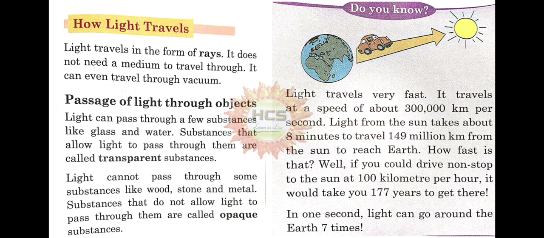Do you know what is the speed of light? The speed of light is 300,000 km per second. Light from the sun will take around 8 minutes to travel 149 million km from the sun. Do you know how fast that is? It is very speedy. If you drive non-stop to the sun at the speed of 100 km per hour, it would take 177 years to get there. So in 1 second, light can go around the earth 7 times.